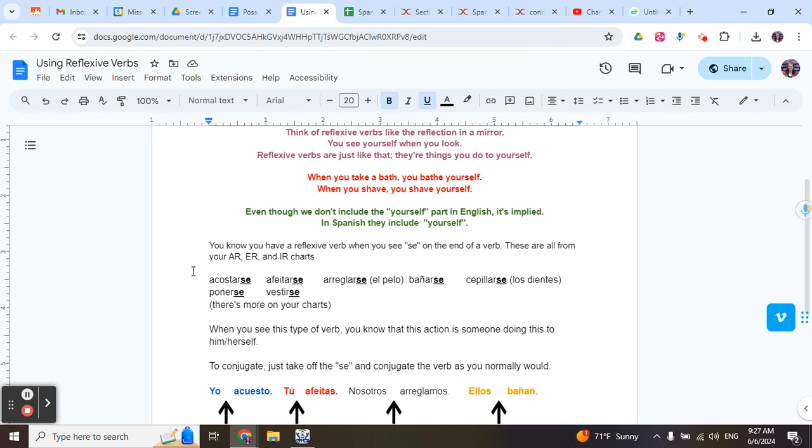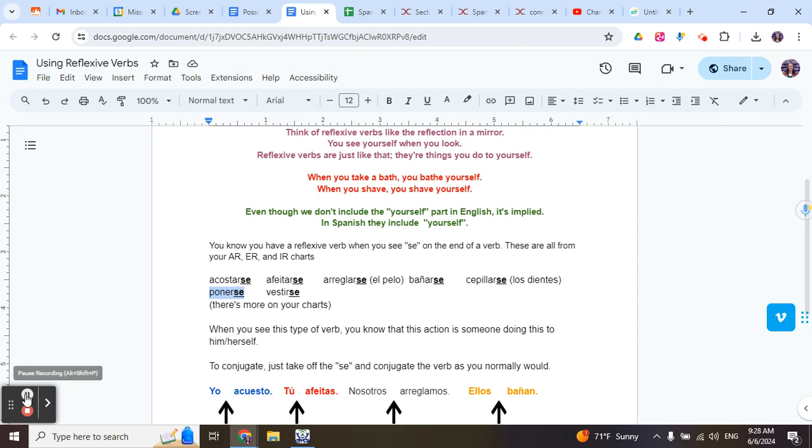You can recognize reflexive verbs because in the infinitive form, they're always going to look like this. You're going to see the infinitive, an AR, ER, or IR verb, like acostar, afeitar, arreglar, bañar. Can you see all those infinitives inside these reflexive verb infinitives? Cepillar, poner. We can use poner in other instances, like if I put the dishes on the table, right? But here we're saying ponerse, which means somebody's putting something on themselves.